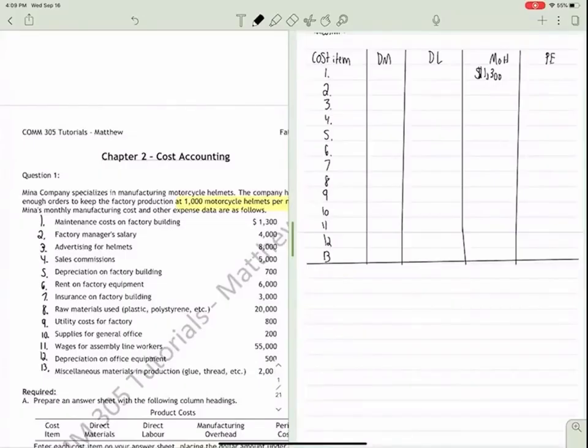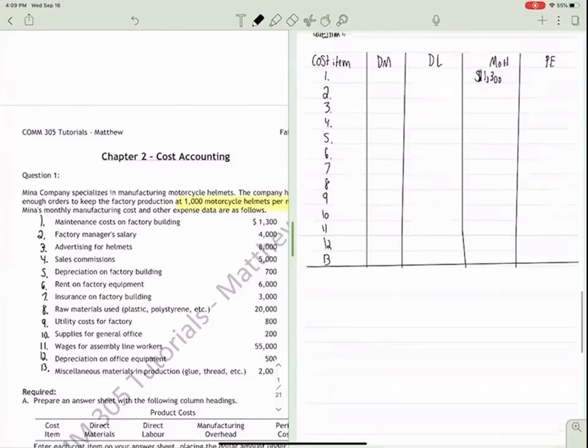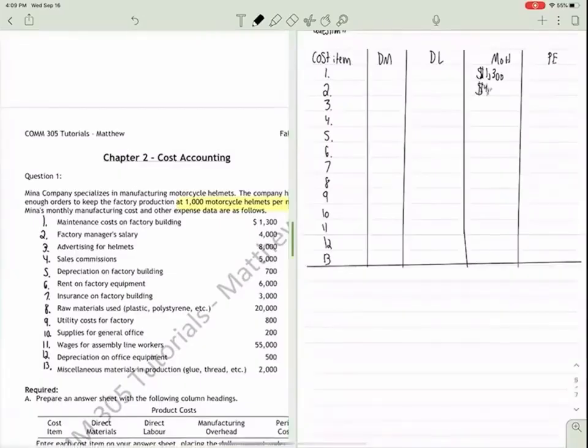What do you guys think? You guys think MOH? Does everyone agree MOH? Because that is the right answer. It is manufacturing overhead. Now guys, why do you think this is manufacturing overhead? Why is the factory manager salary MOH instead of DL? Why do you think? What do you guys think? Just write it in chat. I'll give you guys a second. I really want to drill in these concepts. I don't want you screwing it up.